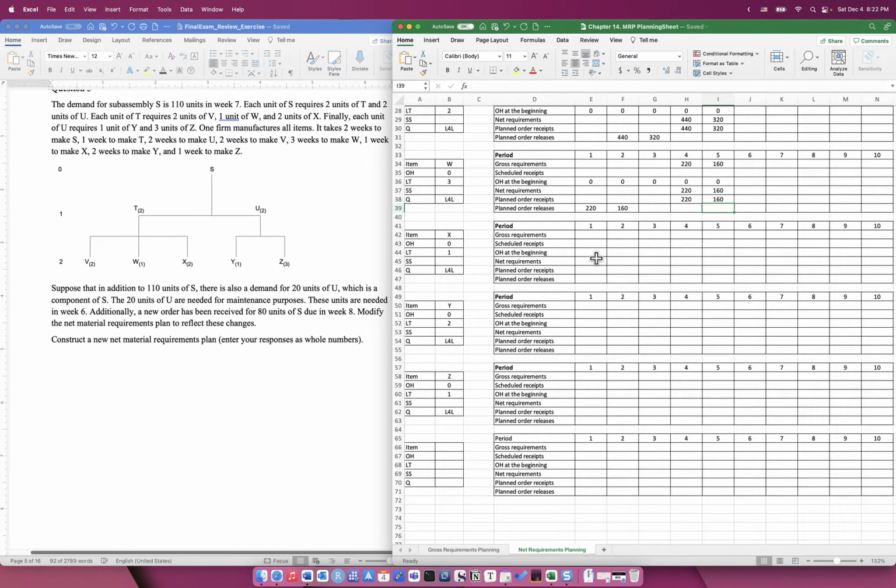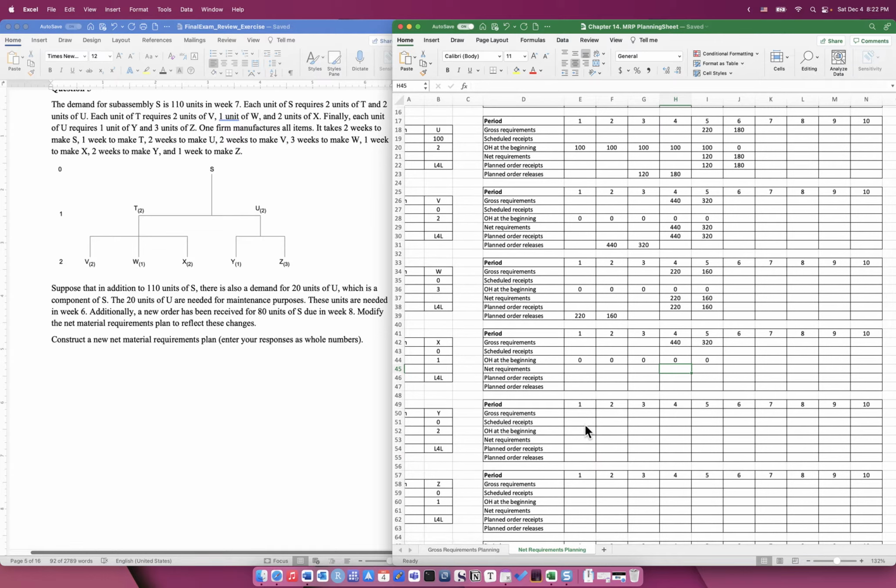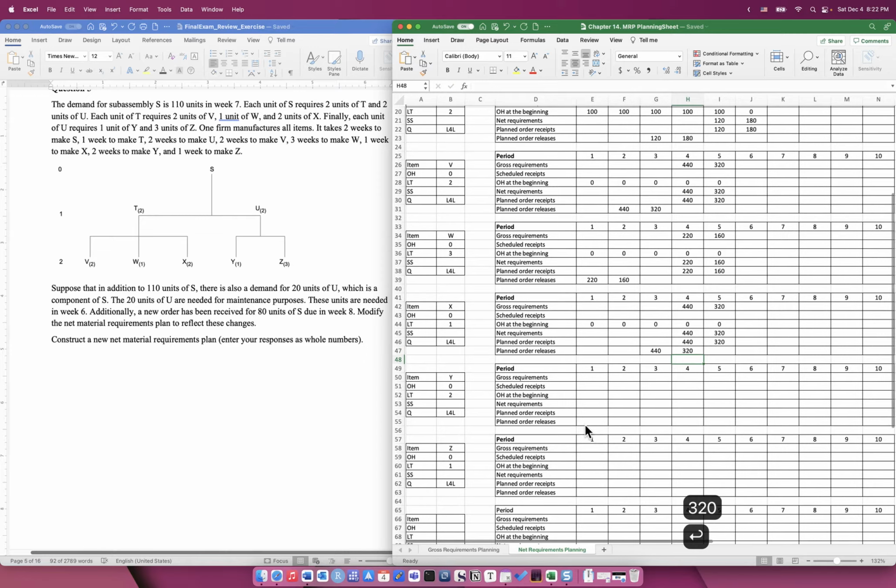And then X. 1 T, 2 X. So X needs to be coupled with T. Where is T? Here. It's going to be here. And we're beginning with a 0. Their requirement is 440, 320. Lead time is 1.